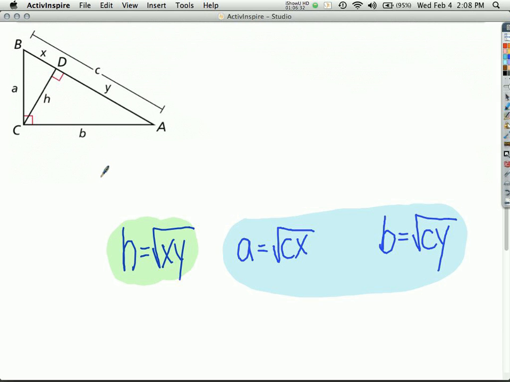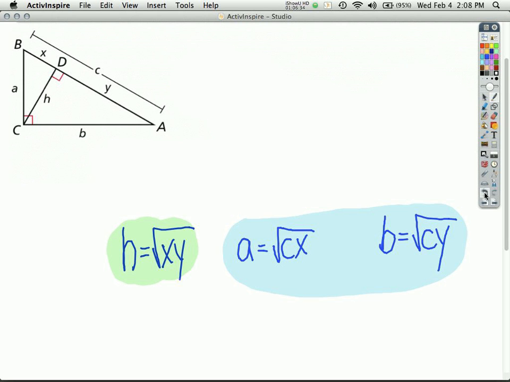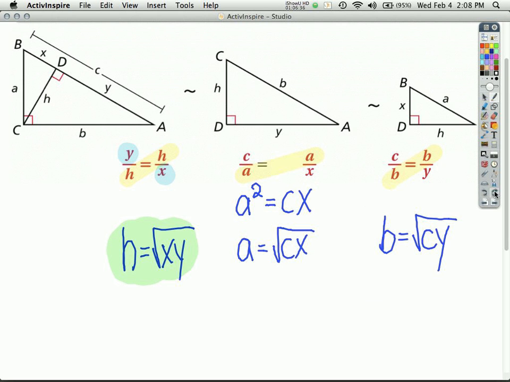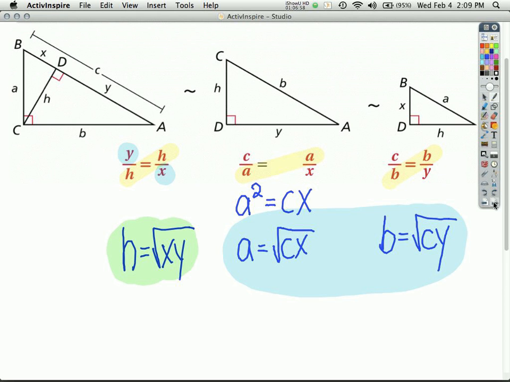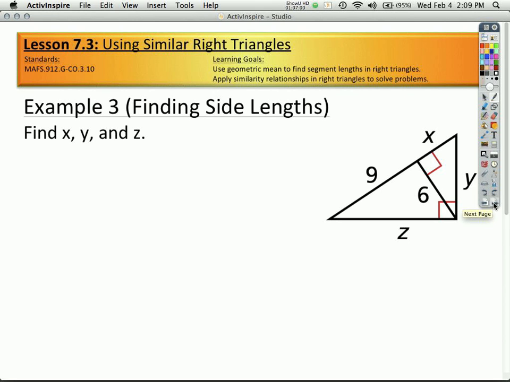So all the work that I just hid, all of this, is the work and the evidence to support this here and makes the theorems true. But that's the whole point of developing theorems, is now we get to eliminate all that work and skip over it. Okay? So now let's go ahead and put it into practice. So now find x, y, and z.